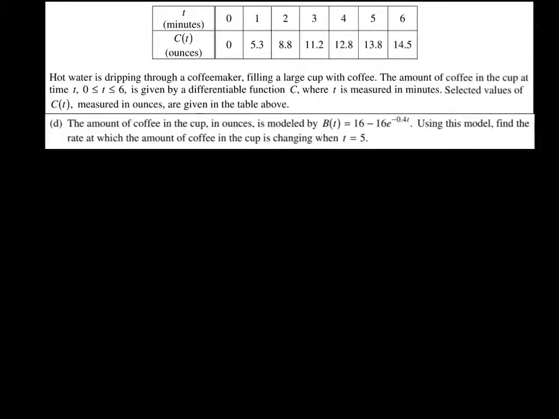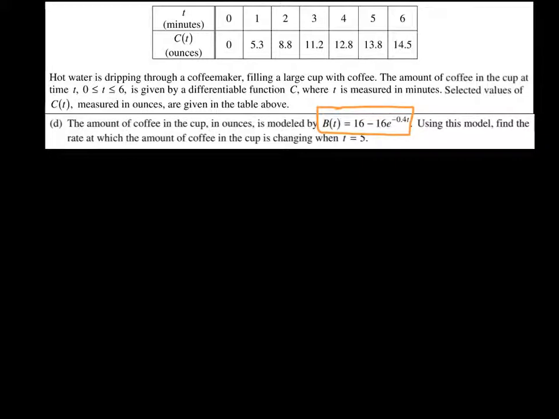Okay, letter D, the amount of coffee in the cup in ounces is modeled by a new function here. B of t is equal to 16 minus 16e to the negative 0.4t. Using this model, find the rate at which the amount of coffee in the cup is changing when t equals 5.